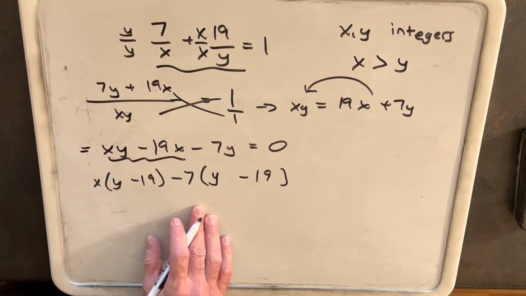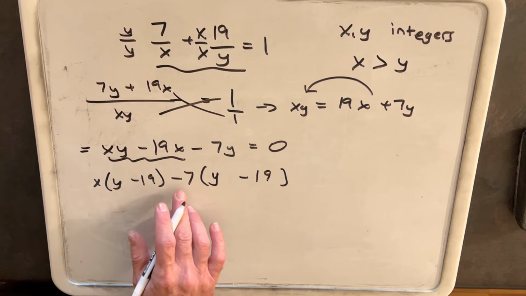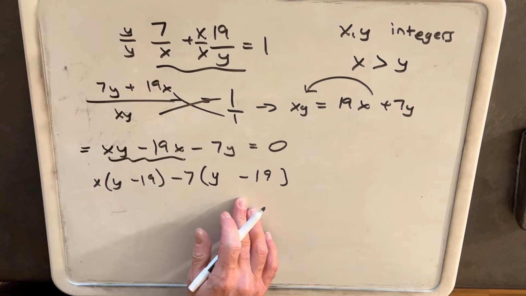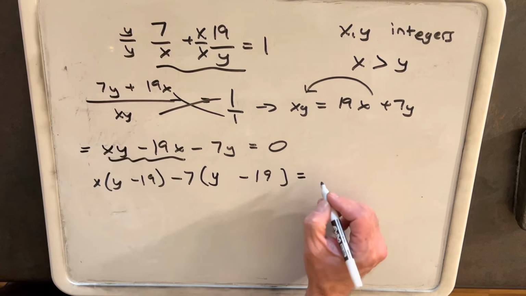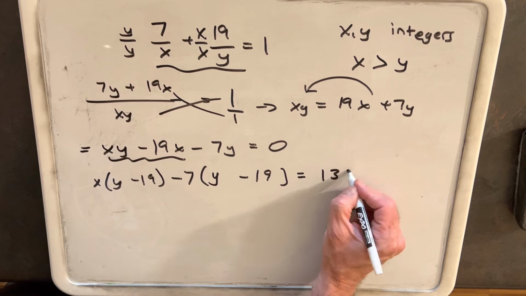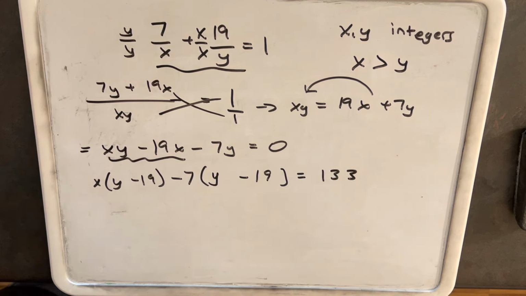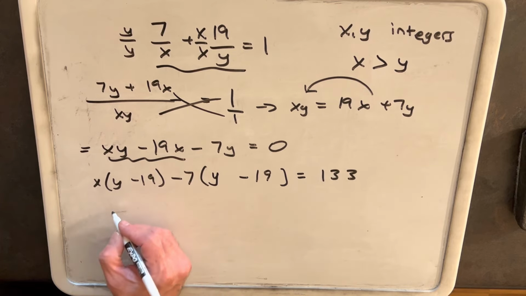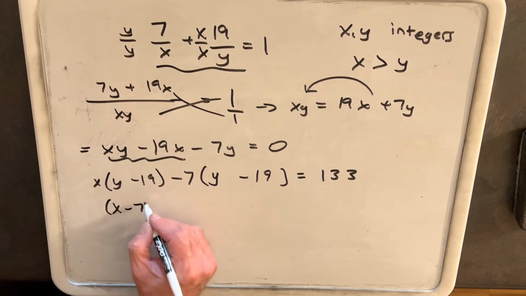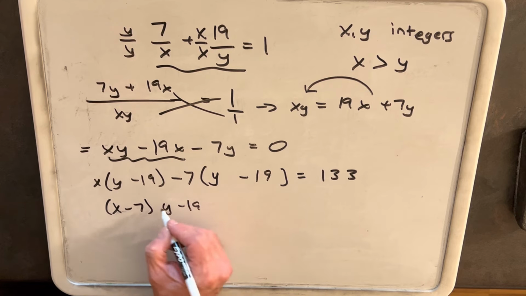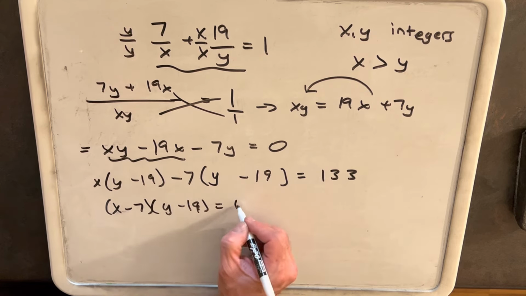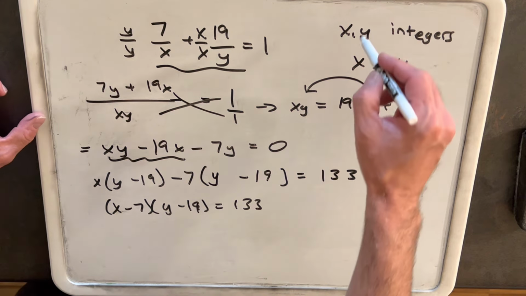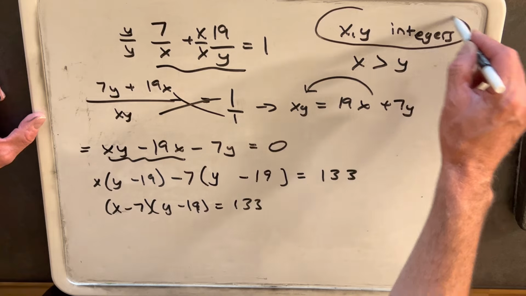And by doing that, we've changed the expression, right? We've added minus 7 times minus 19, which is 133. So what we can do is just add that to the right side as 133. Then we have this piece in parentheses in common. So we'll have x minus 7 times y minus 19 equals 133.